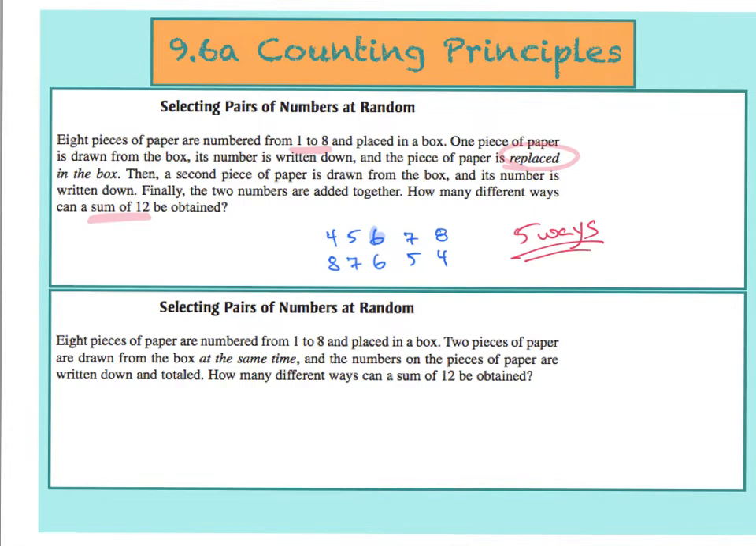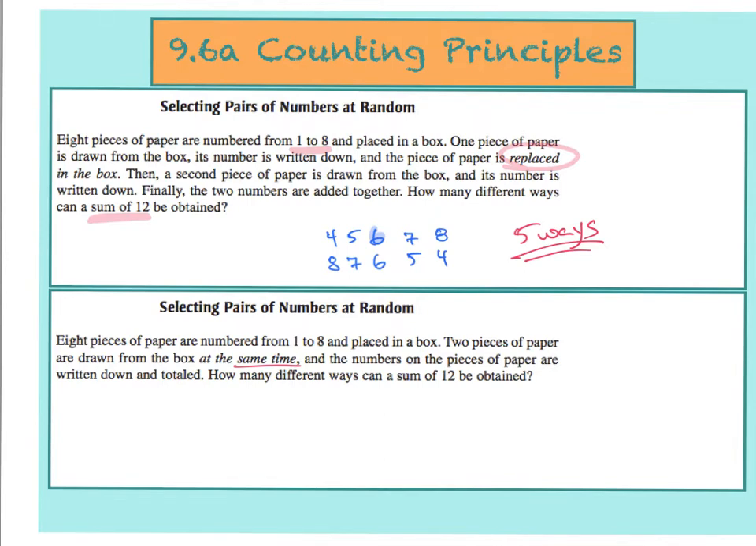Here we go. Joe Mars is going to read it. 8 pieces of paper are numbered from 1 to 8 and placed in a box. 2 pieces of paper are drawn from the box at the same time, and the numbers on the pieces of paper are written down and totaled. How many different ways can a sum of 12 be obtained? Fantastic. How can I get there? What's the only difference? It's at the same time.